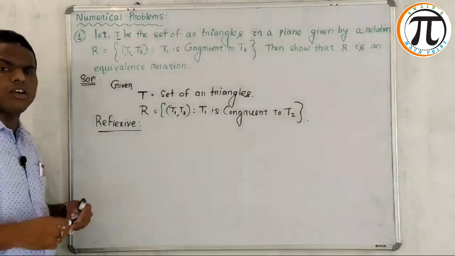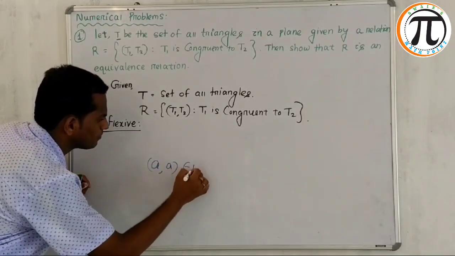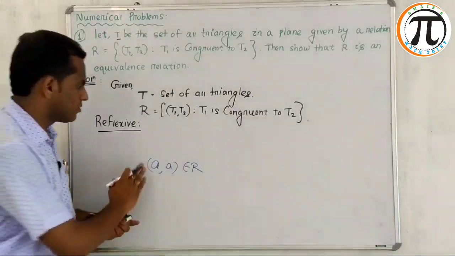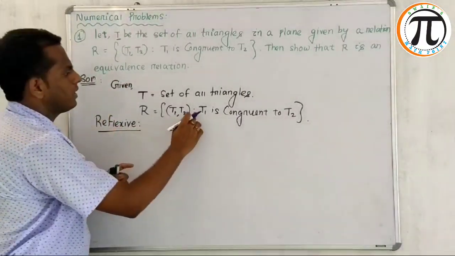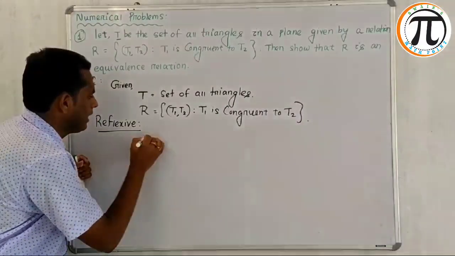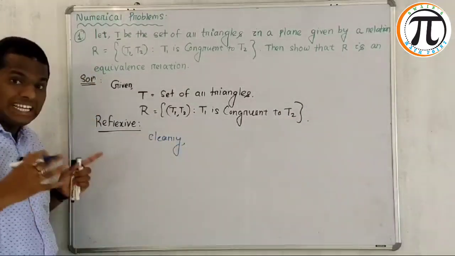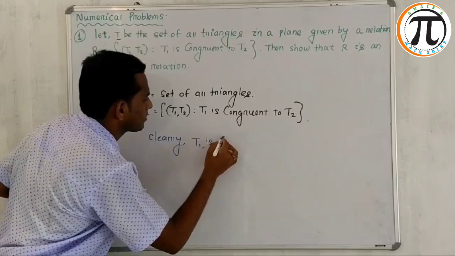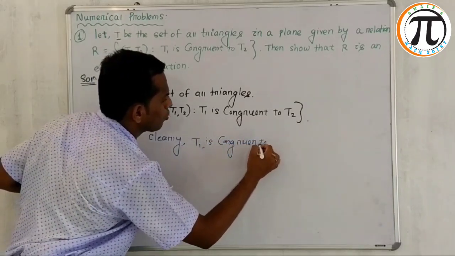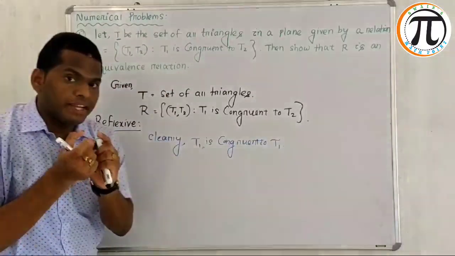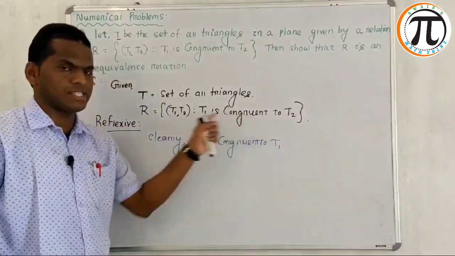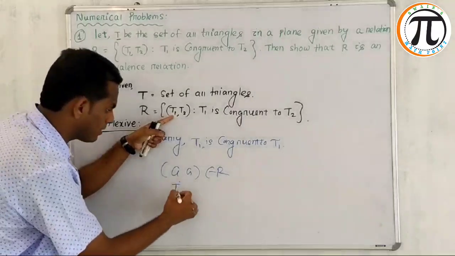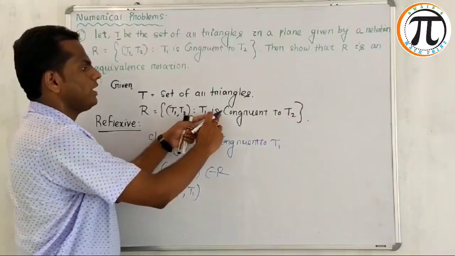So reflexive: what is the meaning of reflexive, as already discussed? A relation R on A is said to be reflexive when A belongs to R. According to that, here T1 should be congruent to T1. Reflexive means A belongs to R, meaning A is similar to A. So for T1, T1 is congruent to T1.